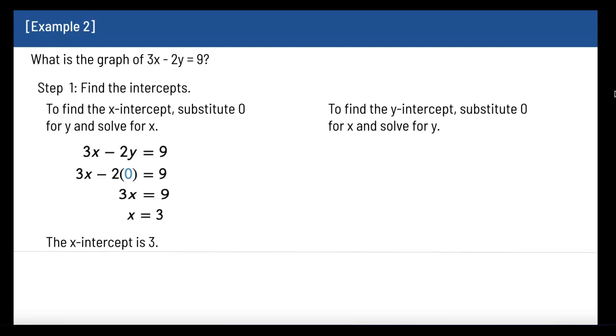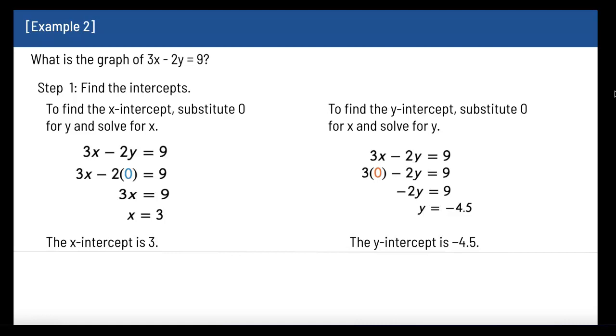To find the y-intercept, we will substitute 0 for x and solve for y. So again, we start with our original equation. This time putting in 0 for x, that eliminates the first term, and we're left with negative 2y equals 9. We divide both sides by negative 2 to get that y equals negative 4.5. Our y-intercept is negative 4.5.